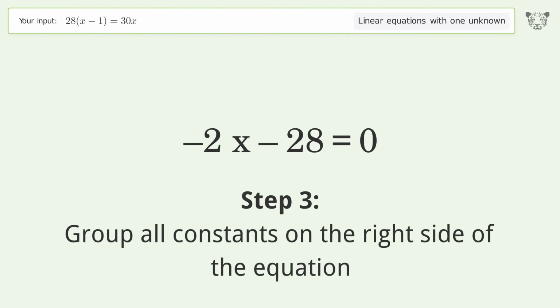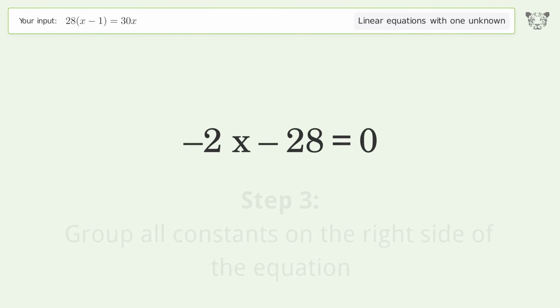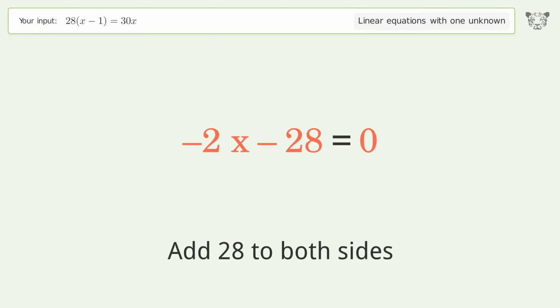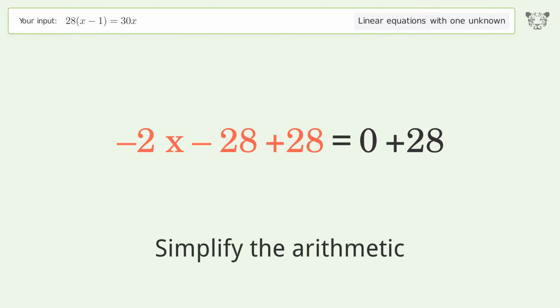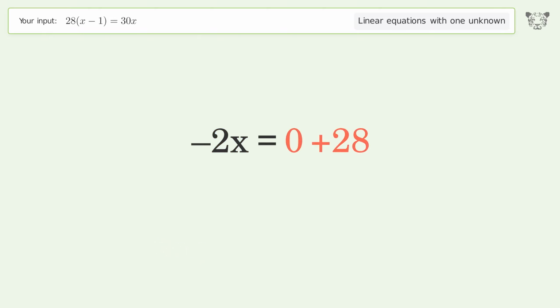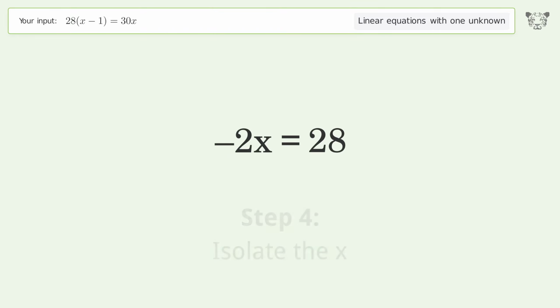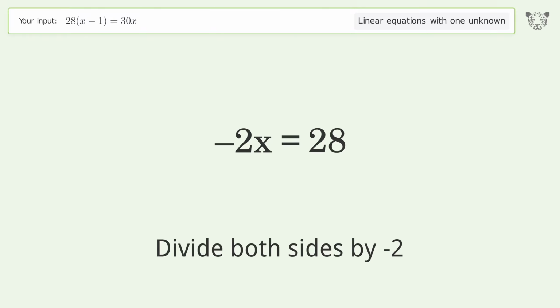Group all constants on the right side of the equation. Add 28 to both sides. Simplify the arithmetic. Isolate the x. Divide both sides by -2.